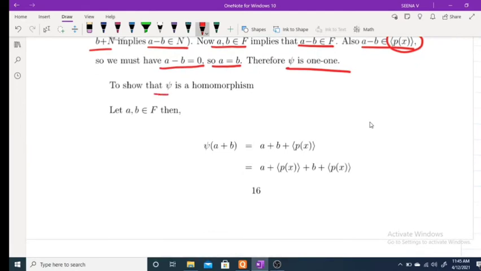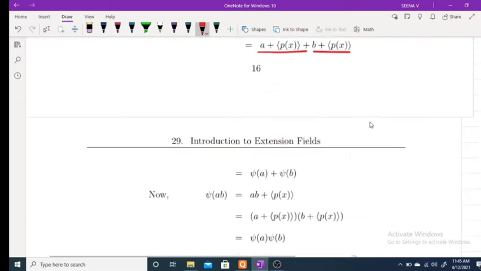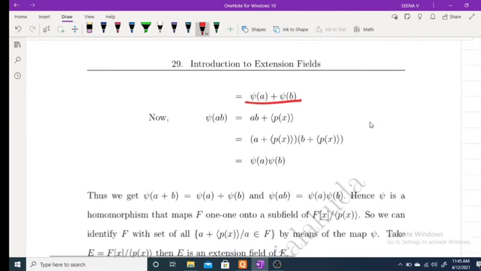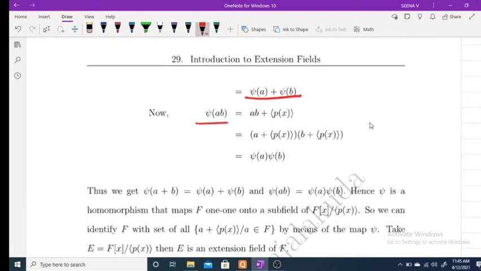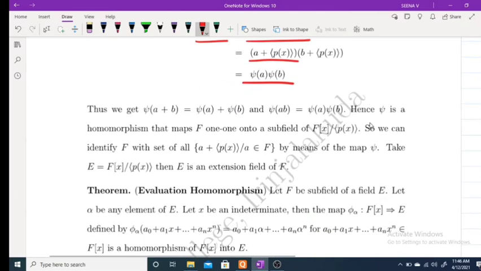This implies psi is 1 to 1. Now, we are going to prove psi is a homomorphism. Let a, b belong to F. Psi of a plus b equals a plus b plus the ideal generated by P(x), which is the same as a plus the ideal generated by P(x) plus b plus the ideal generated by P(x), which is equal to psi of a plus psi of b. Here F and F[x] over the ideal are rings, so we have to consider ring homomorphism. Now psi of ab equals ab plus the ideal generated by P(x), which is the same as a plus the ideal generated by P(x) times b plus the ideal generated by P(x), which is equal to psi of a times psi of b. Thus we get psi of a plus b equal to psi of a plus psi of b, psi of ab equal to psi of a times psi of b.